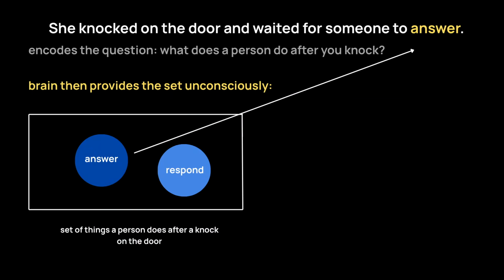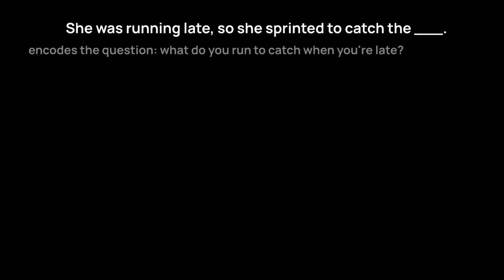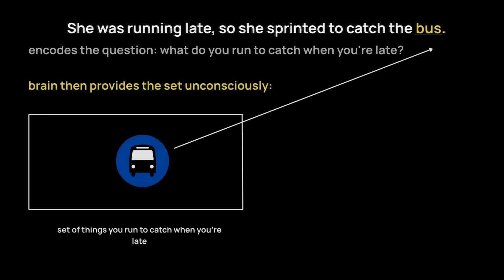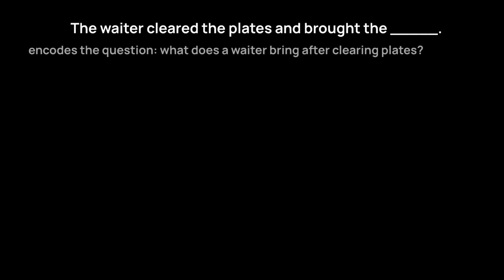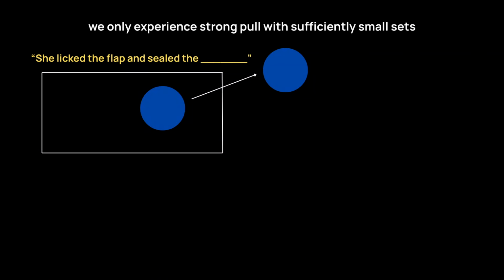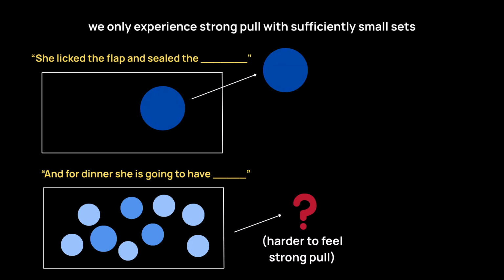Answer, answer. She was running late, so she sprinted to catch the. Context-encoded question, what do you run to catch when you're late? Answer, bus. The waiter cleared the plates and brought the. Context-encoded question, what does a waiter bring after clearing plates? Answer, the check. And we shouldn't think that these sets only ever contain 1 or 2 words. It's just that sufficiently small enough sets make this process very obvious.